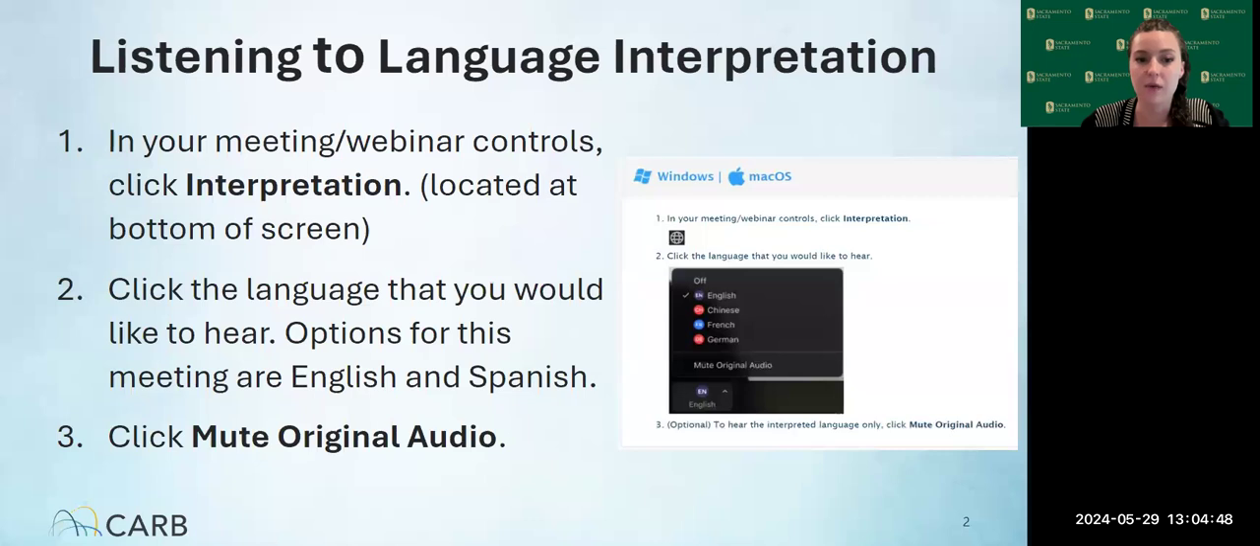And then all of us as well will need to click mute original audio.